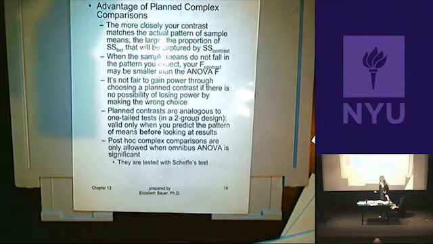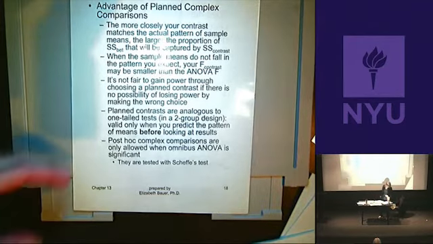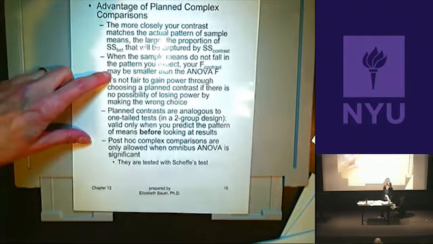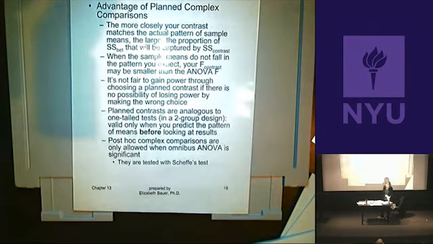And remember, that's what you want. You want your sum of squares between to be big compared to SS within, because SS between or SS contrast is going to be your numerator, and that contains the pattern of the means. So you want that to be big. When the sample means do not fall out in the pattern you expect, your F contrast might be smaller than your ANOVA. It's not helpful. It's not fair to gain power through choosing a planned contrast if there's no possibility of losing power by making the wrong choice. Okay? You have to weigh those options.